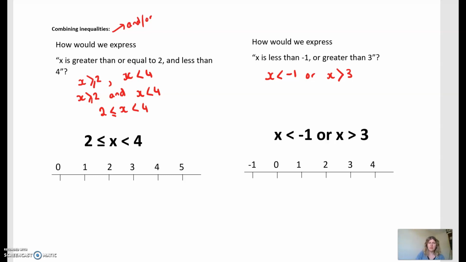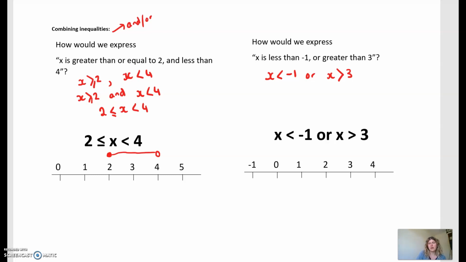So if we're looking at this on a number line, this one here, x is greater than 2, and now it's greater than or equal to 2. So we're going to put a coloured in dot at 2 because that shows that it's equal to. We put an open dot at 4 because that shows that it's not equal to. And then x is between those. X is greater than or equal to 2 and it's less than 4. So we're looking at all of those values in between those two numbers.